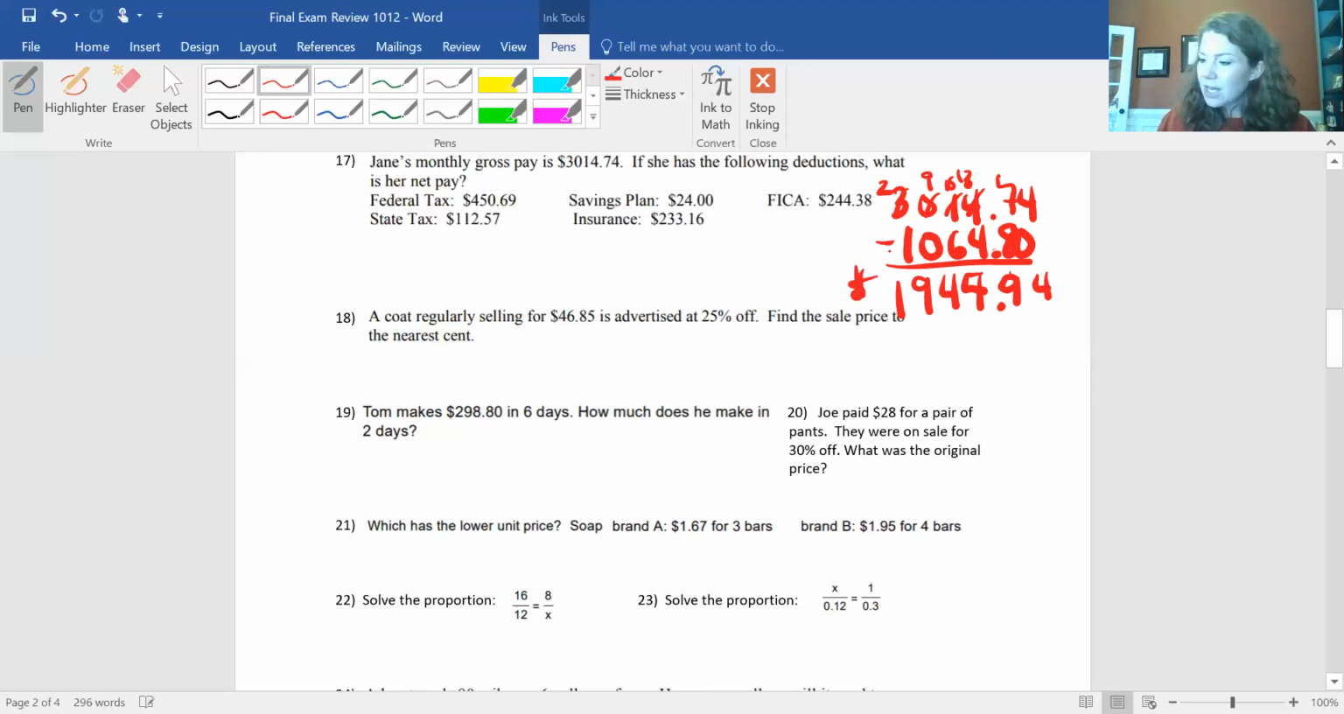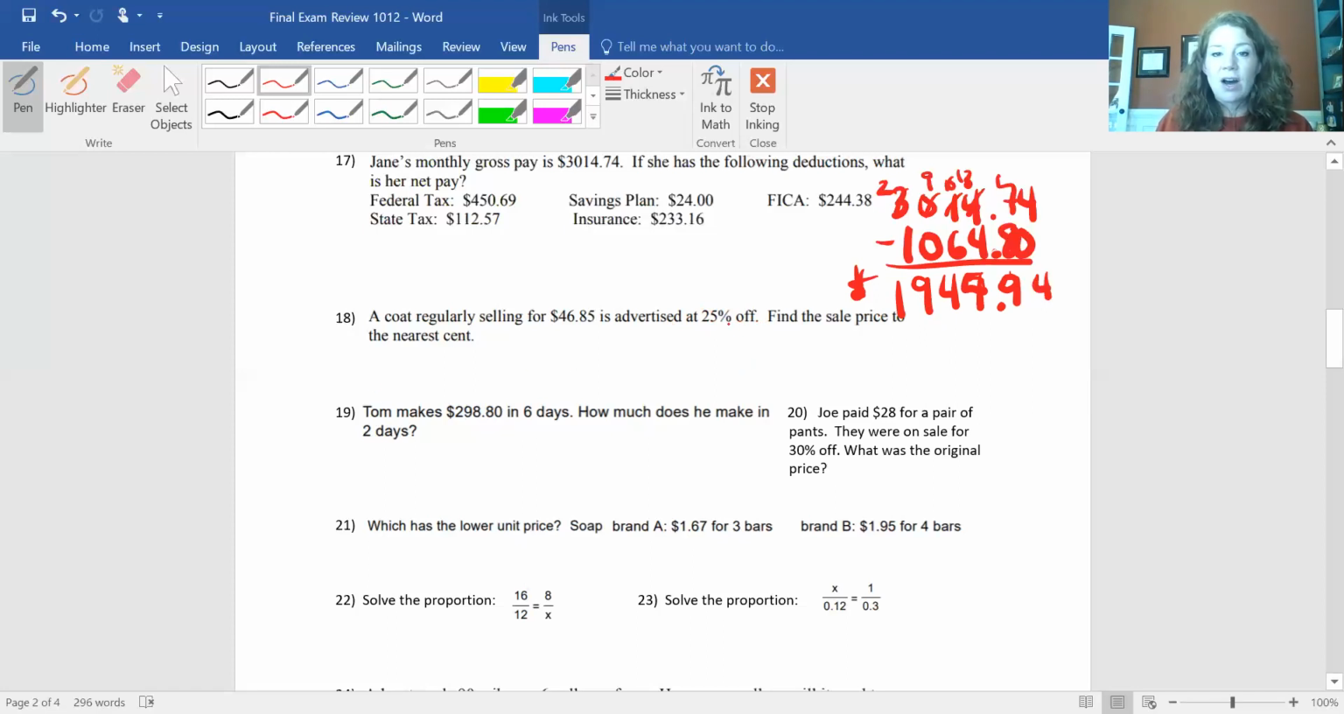So out of her paycheck, no, is it? Yeah. So $1,949.94 is what she has left. Almost $200. Not quite. All right, so number 18, a coat regularly sells for $46.85 and is advertised at 25% off. Find the sales price to the nearest cent.